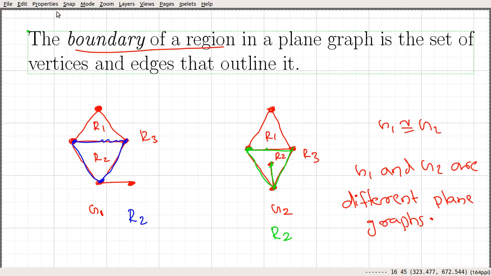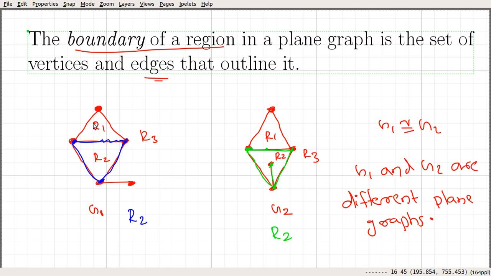So the boundary of a region in a plane is the set of vertices and edges that outlines it. For these two graphs, if you look at R2, it is identified by this vertex, this edge, this edge, this vertex and this one. So we can see that even though these two graphs are isomorphic, they are entirely different plane graphs. The boundary of a region in a plane graph is identified by the set of vertices and edges that outlines it.